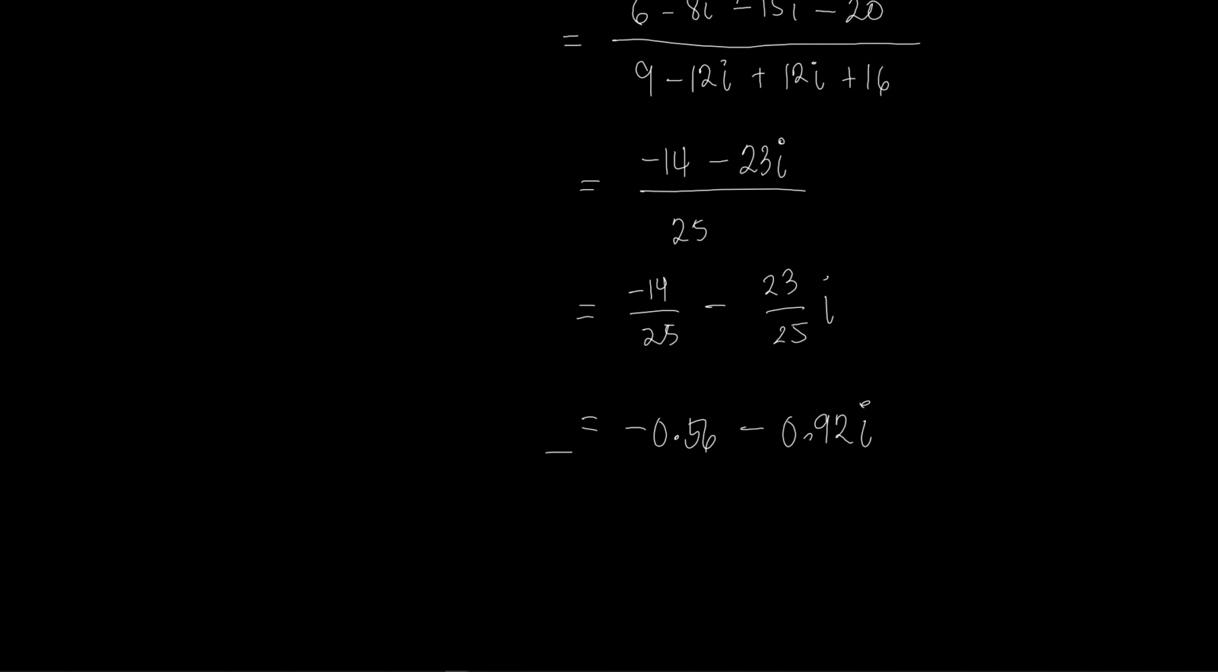Okay, do we understand division? Division, simply, you have to multiply the denominator and the numerator by the complex conjugate of your denominator. Do we all understand? Yes, sir. Okay, let's try another example.